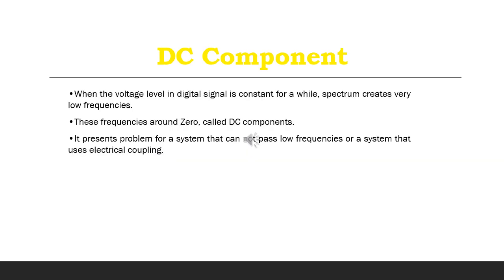When the voltage level in digital signal is constant for a while, the spectrum creates very low frequencies. These frequencies around zero are called DC components. It presents a problem for a system that cannot pass low frequencies or a system that uses electrical coupling.